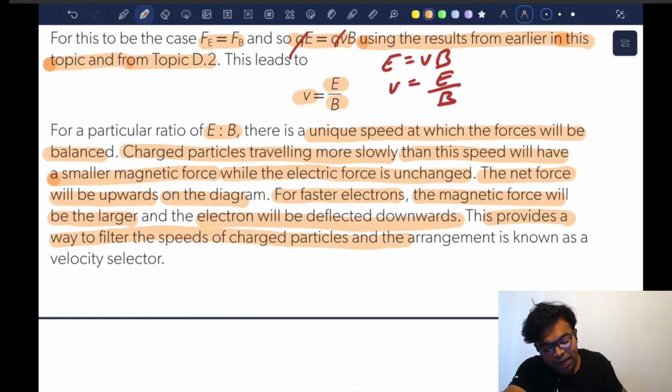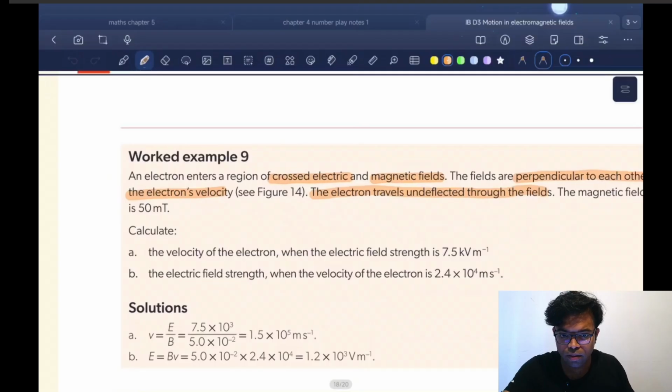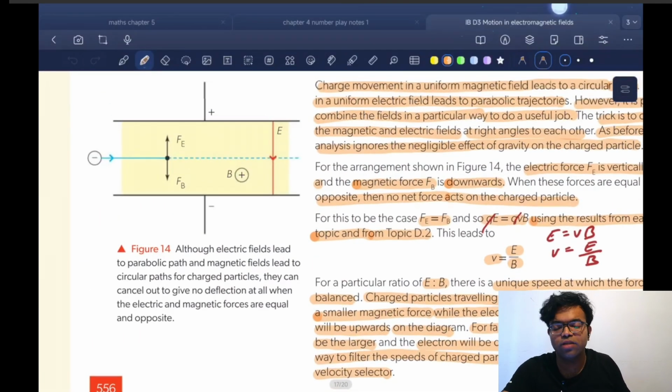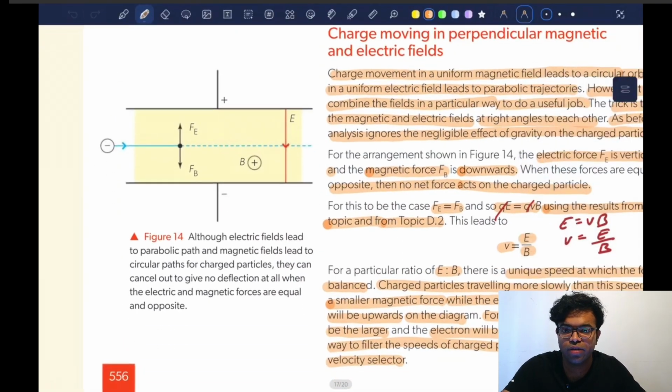Now an electron enters a region of crossed electric and magnetic fields. The fields are perpendicular to each other and to the electron's velocity. The electron travels undeflected through the field. What does it mean? Undeflected means it is moving straight through the field. So your electron will move in a straight line if your electric and magnetic fields are equally balanced.